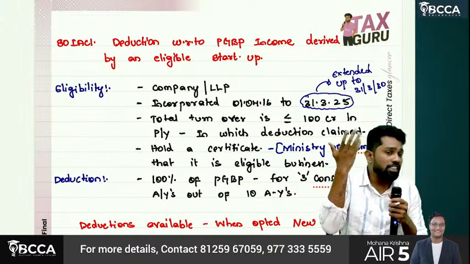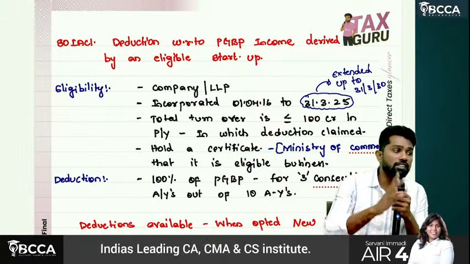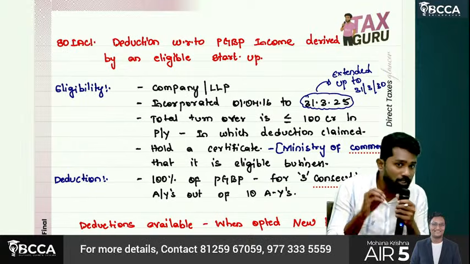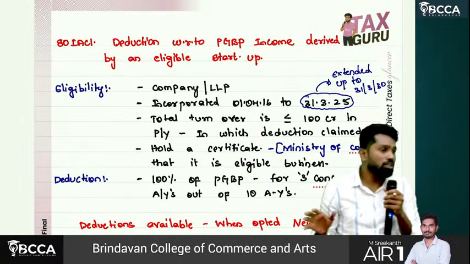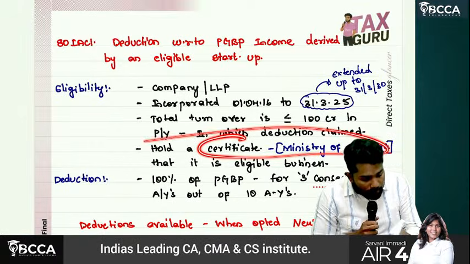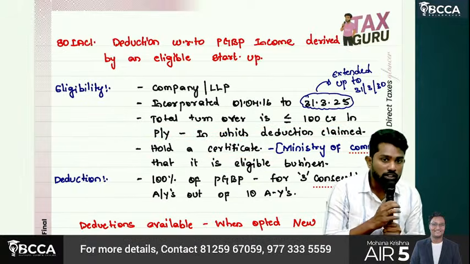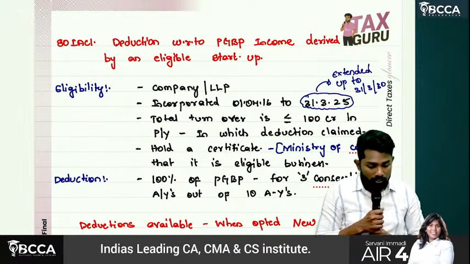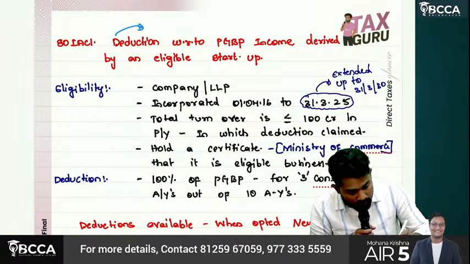When they start, it's their choice. They can start from the first year itself, or they may wait for the first 5 years and then claim in 6, 7, 8. That's their choice, if it is an eligible startup. We need not learn all those conditions. If there is a certificate from the Ministry of Commerce that it is an eligible business, then we'll count it as an eligible startup.